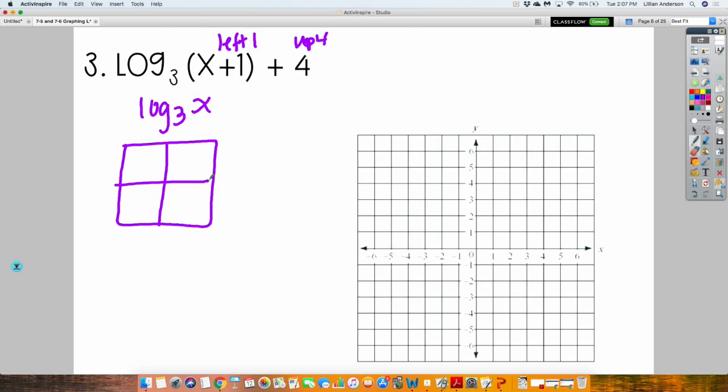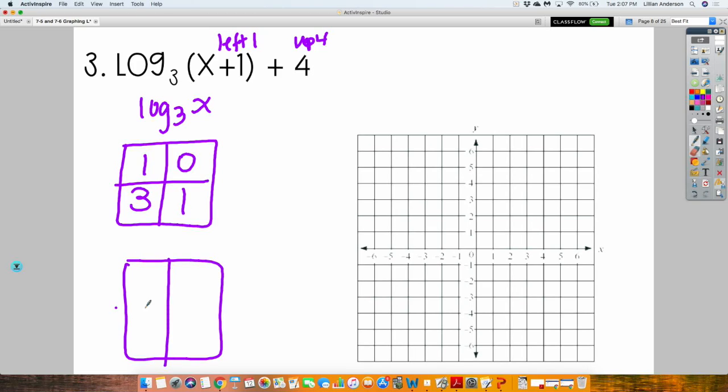So when I do the different transformations, these are the points that I'm plotting for log base 3 of x plus 1 plus 4. I am subtracting 1 from my x's, so that becomes, and then 2. And then for my y's, I'm adding 4, so that becomes, so those are what I plot.